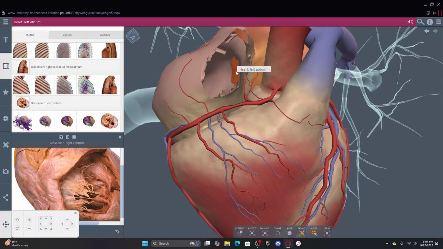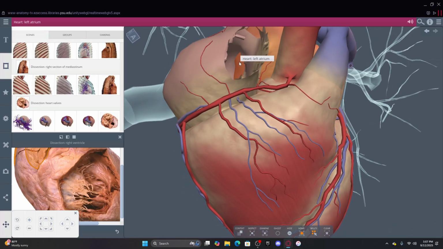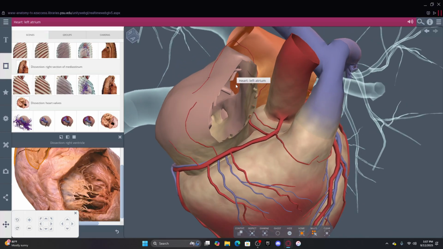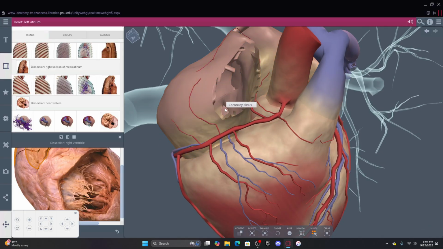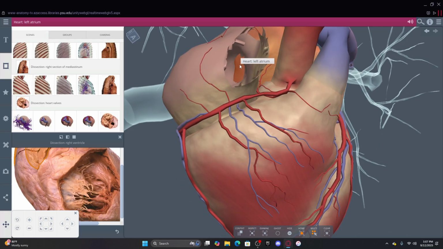I would say this little region right here. So this would be the fossa ovalis, because this is the coronary sinus. So this is the fossa ovalis, just this little space or this little thumbprint right here. And we know this because the left atrium is directly around this little space or this little hole right here.